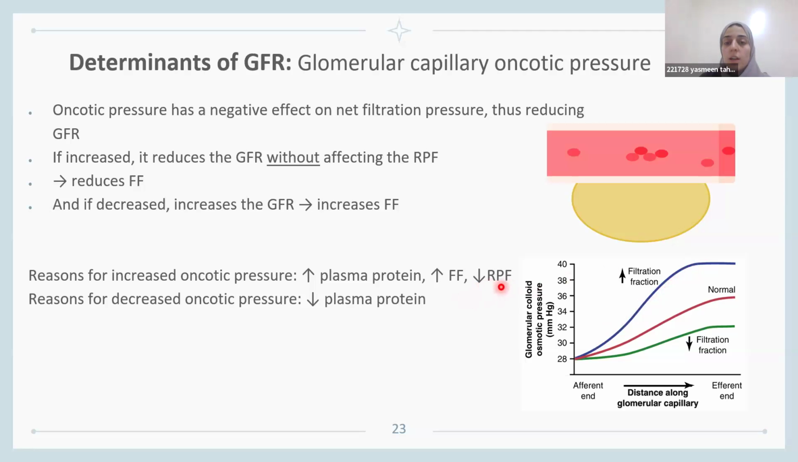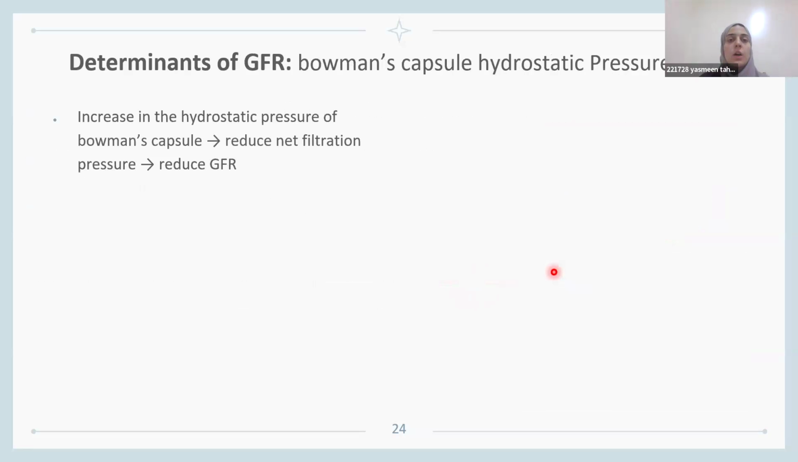So this is basically telling you, in another way, how filtration fraction increasing causes the oncotic pressure to be higher and to reach equilibrium faster. As you can see here, there is a straight line. Okay, now we are done with the oncotic pressure for the glomerular capillary. Now we'll talk about the Bowman's capsule hydrostatic pressure.